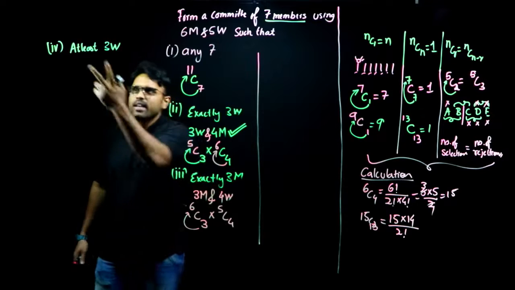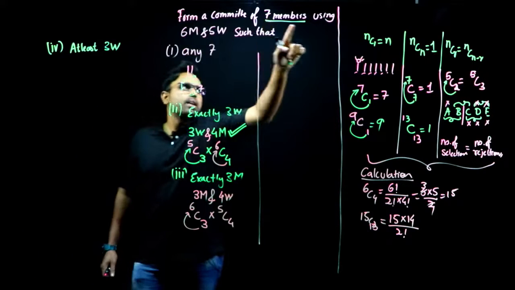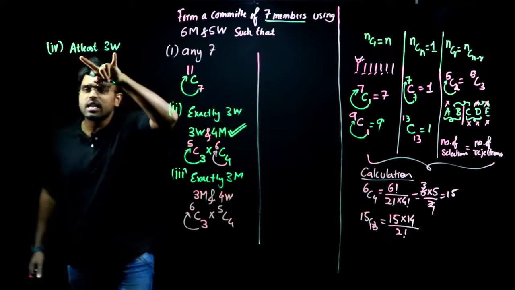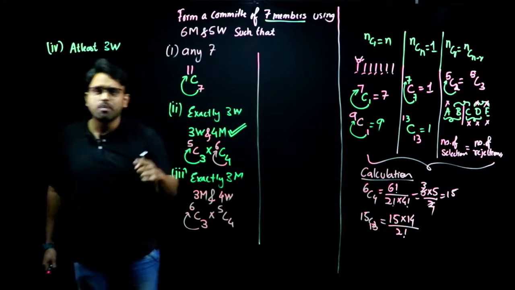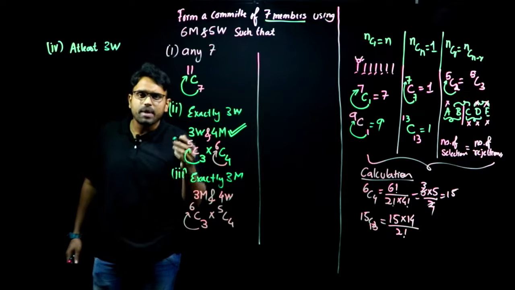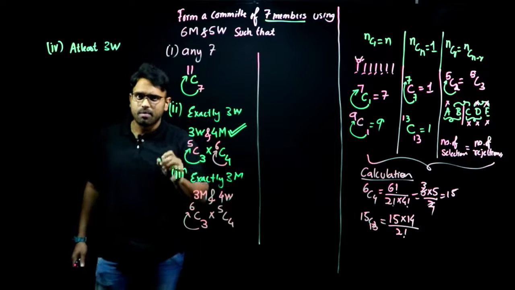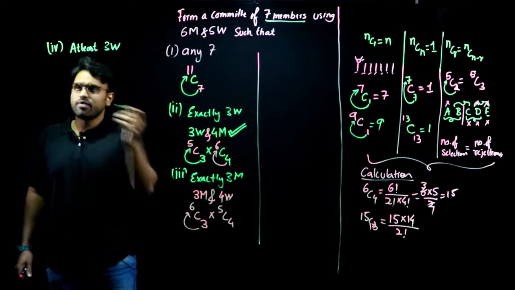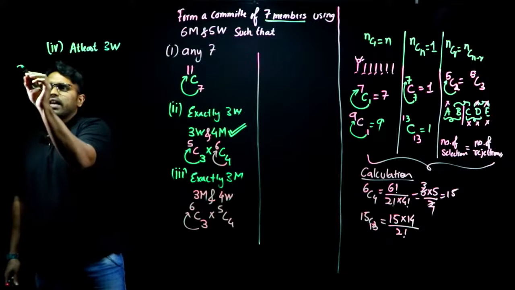What am I doing here? The condition says: form a committee of 7 members using 6 men and 5 women such that there are at least 3 women. At least 3 women meaning what? At least meaning minimum of 3 women must be there. Can the number of women be more than 3? Yes, of course. So, language part I will deal with it.